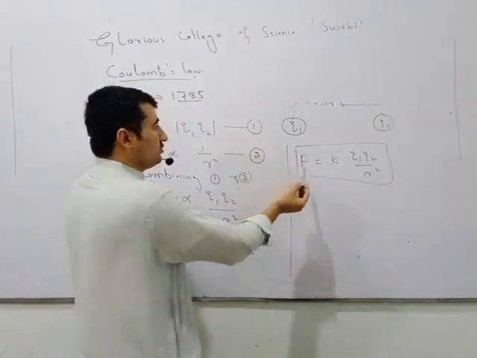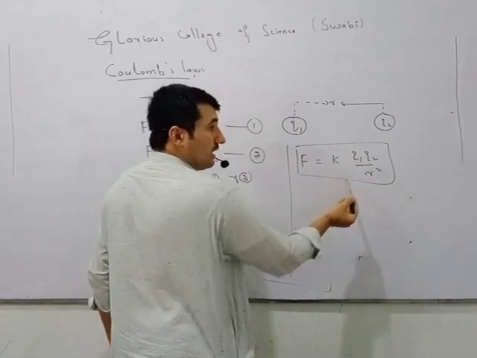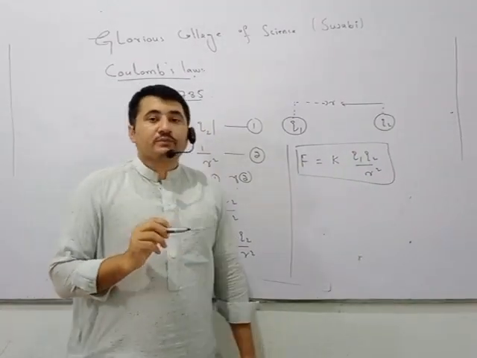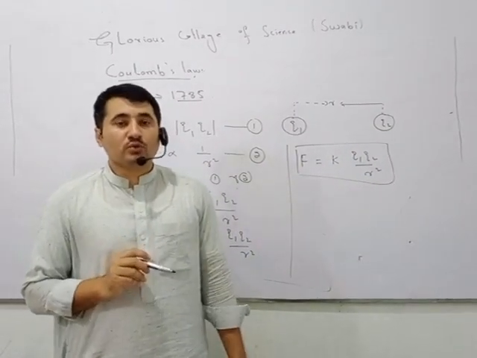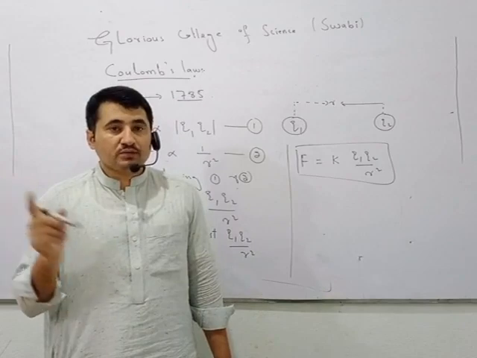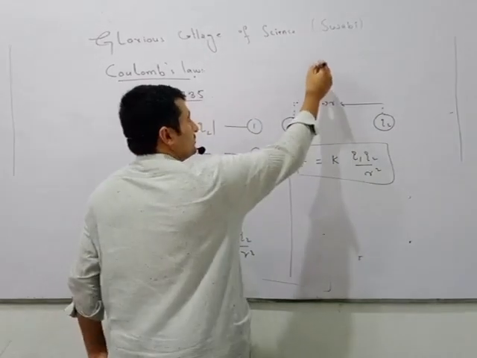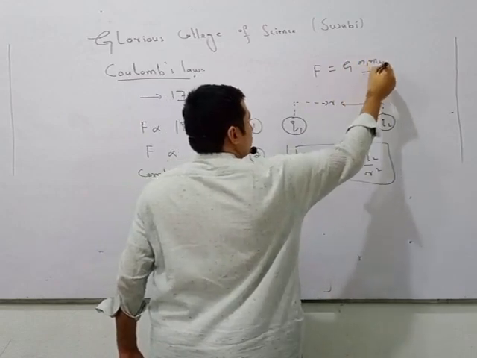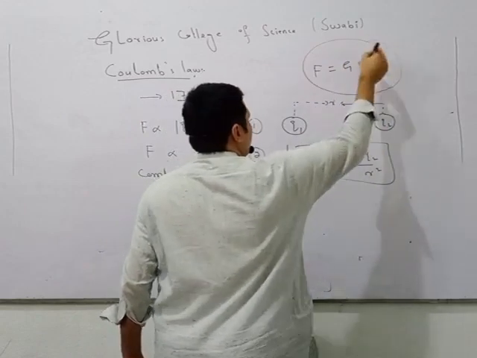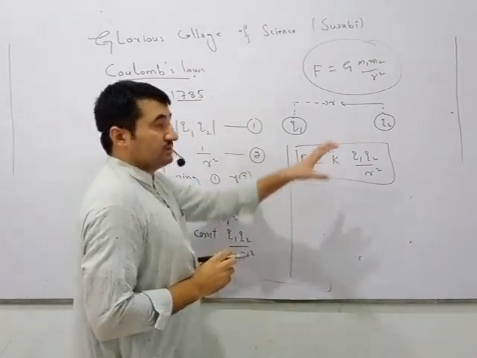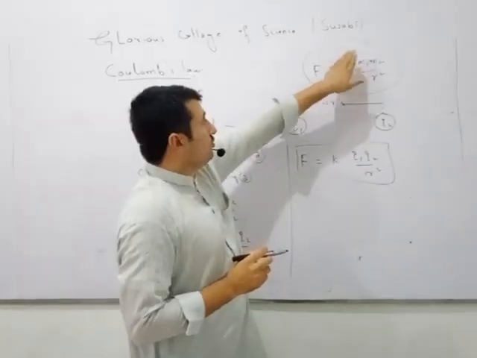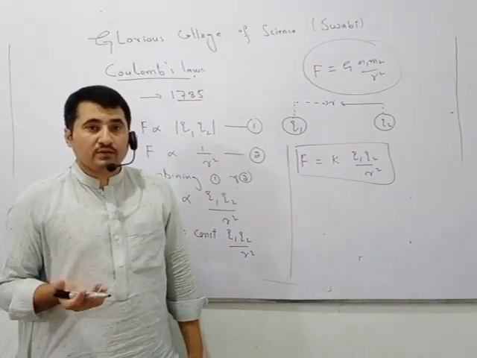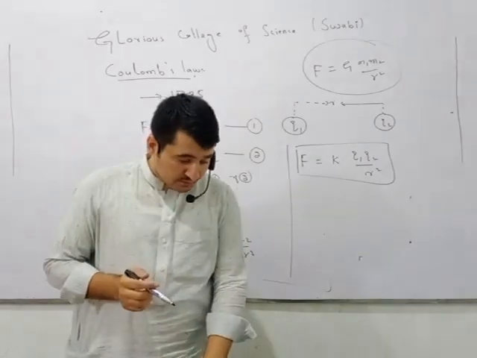So F is equal to K Q1 Q2 divided by R square. This Coulomb's law is analogous to Newton's law of universal gravitation. That was for the masses, if you remember, and that was F is equal to G m1 m2 divided by R square. Again, this is Newton's law of universal gravitation, an inverse square law. But that force is always attractive, while this force may be attractive or repulsive. So that is Coulomb's law.